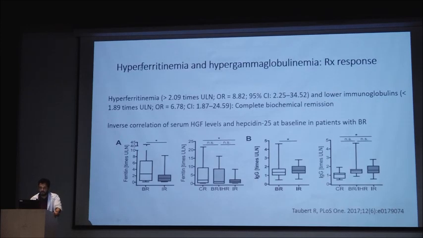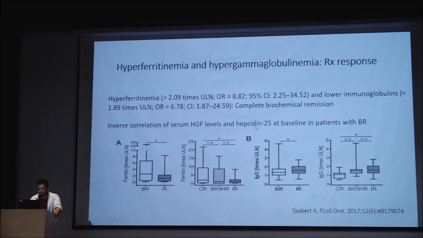Coming on to the other marker, that is hyperferritinemia and hypergammaglobulinemia. Hyperferritinemia, a ferritin level elevated more than 2.09 times the upper limit of normal, and lower IgG level have been correlated with the complete biochemical remission.